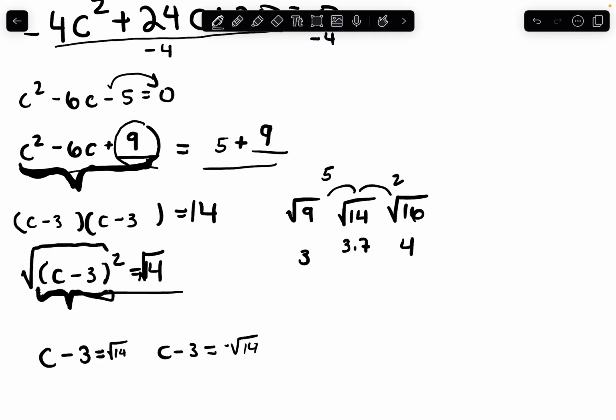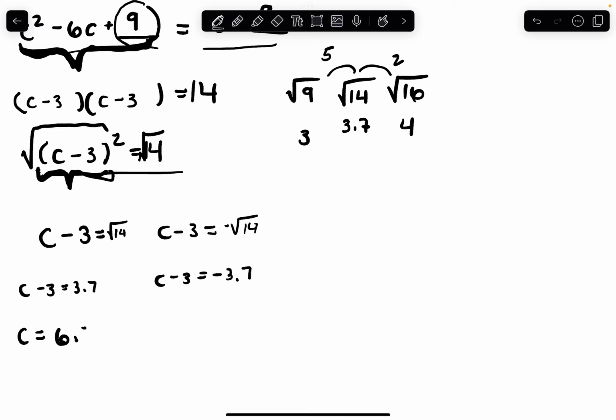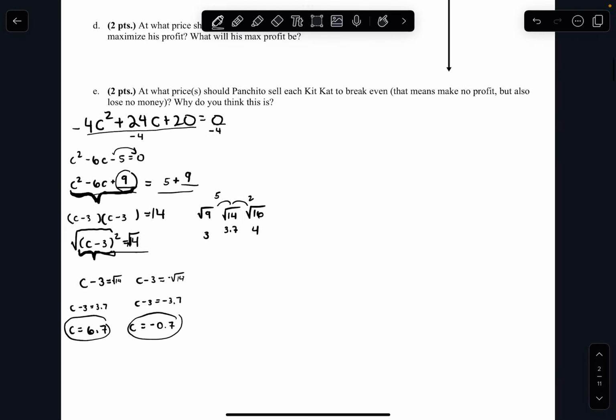3.8 would have been okay. 3.6 would have been okay. Honestly, even 3.9 would have been okay. I think 3.7 is a good solid answer. So c minus 3 is equal to 3.7, and c minus 3 is equal to -3.7. We're going to add 3 to both sides, and we get 6.7 as one of our x-intercepts, and c is equal to -0.7 as one of our other x-intercepts.